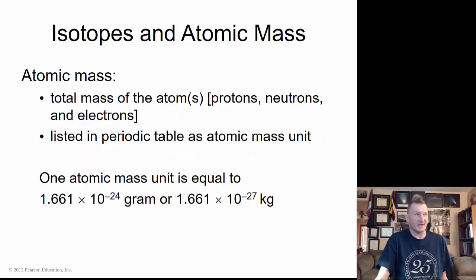So the atomic mass now we will define as the total mass of the atom's protons, neutrons, and electrons, all of its properties. This is listed in the periodic table as an atomic mass unit. Now, we don't have to memorize this, but we'll define an atomic mass unit as about 1.6 times 10 to the negative 24th of a gram. So we're talking extremely microscopic numbers here.